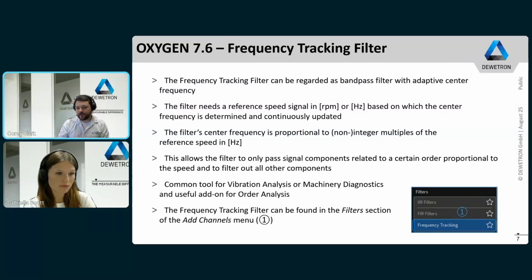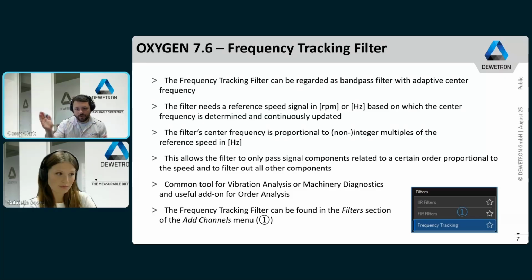So the frequency tracking filter, it's a really nice tool. It's basically an adaptive bandpass filter. A bandpass filter has a center frequency, and it's just going to attenuate signals outside of the bandwidth of the filter itself. Since this filter is adaptive and changing, the center frequency needs to be tied to a reference speed signal. That could be in RPM or Hertz.